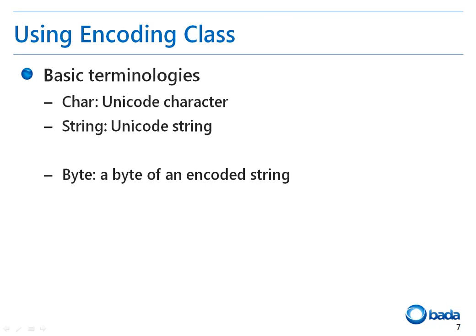Now, I'm going to introduce the basic terminology used in the encoding class. In Bada, char, or character, refers to a Unicode character. A string refers to a Unicode string. A byte refers to 1 byte of an encoded string.